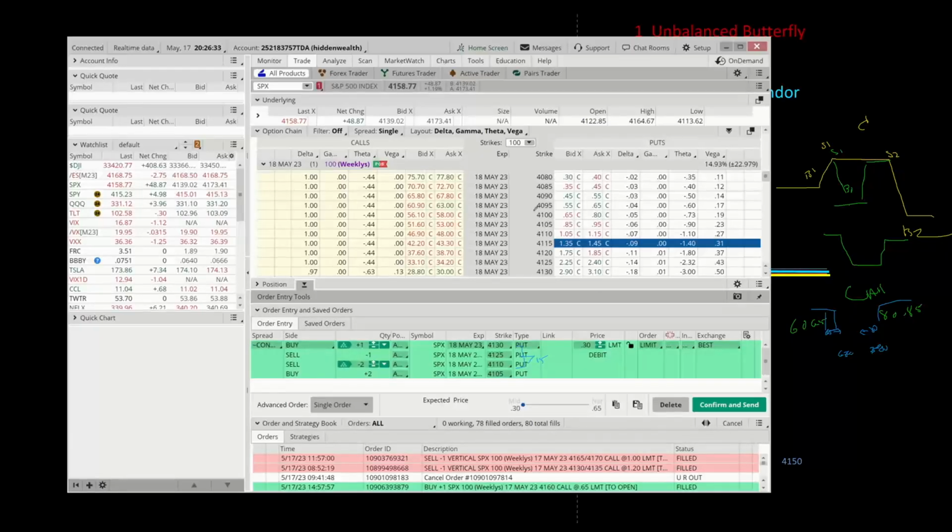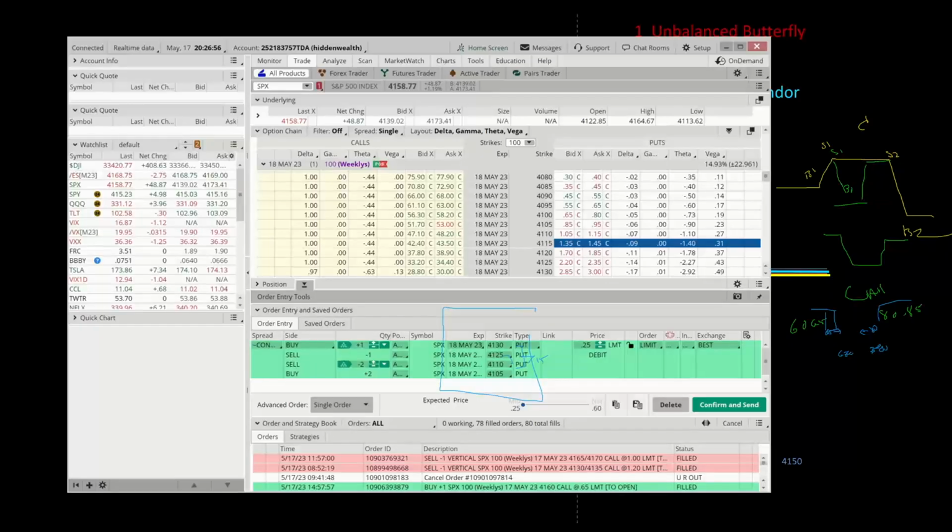But after a 48-point move, we can go through all these strikes on a 48-point move to the downside. I'm not paying 30 cents for something with only $15 of separation. Normally I won't do it with less than $20 separation.